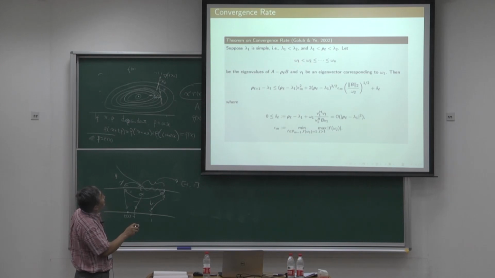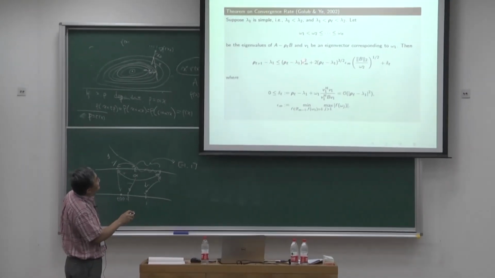This omega i are the eigenvalues of A minus rho L B. So this is as a single matrix, not as a matrix pencil. V1 is the eigenvalue, or eigenvector. Then rho L plus 1 minus lambda 1 is less than or equal to the previous difference times epsilon m squared, and times, this is a high order term. See, this is 2/3 of the rho i minus lambda 1. So when it's close enough, this is a high order term. So it's basically the first two terms; the convergence depends on mu m.